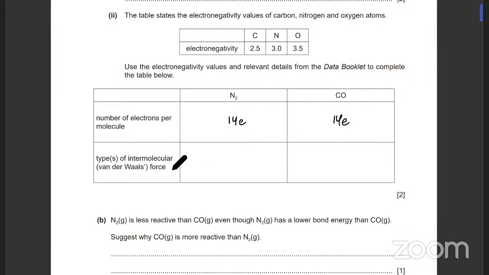The type of intermolecular force that it's going to have: nitrogen is going to be polar or non-polar? Non-polar. So it's just going to have van der Waals forces, or you can say temporary dipole, induced dipole forces. The other one, carbon monoxide, is going to be polar because you can look at the electronegativity difference. Oxygen is a lot more electronegative, so the electrons will be closer to oxygen and further away from carbon. So that's going to have permanent dipoles.